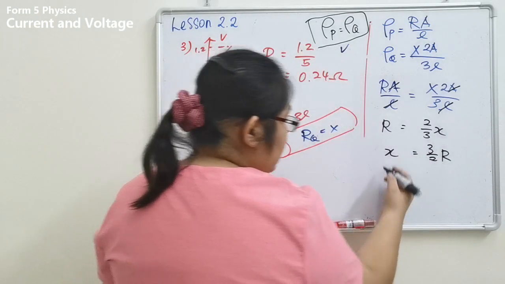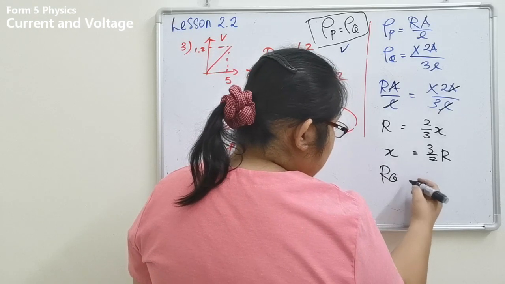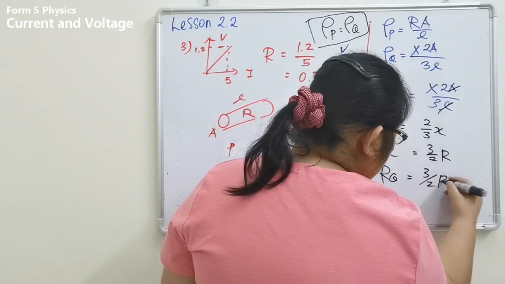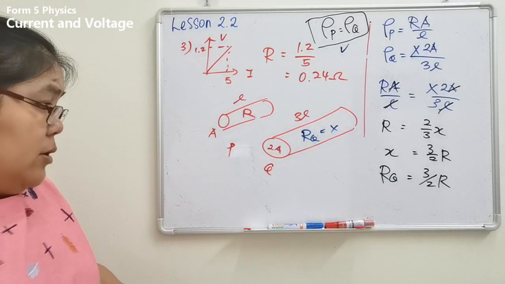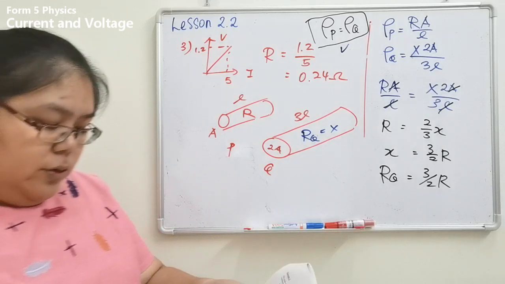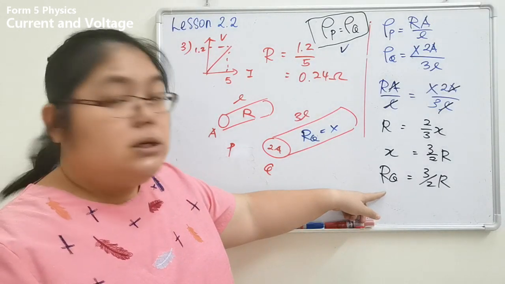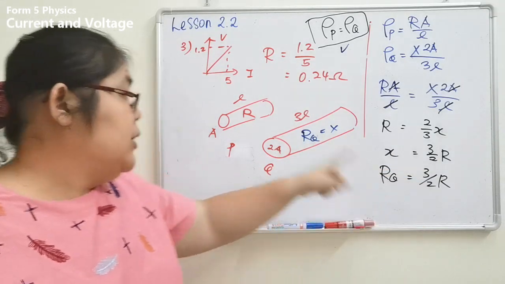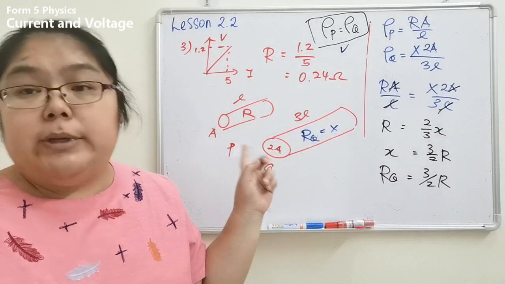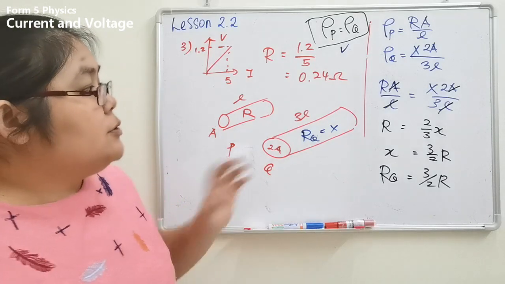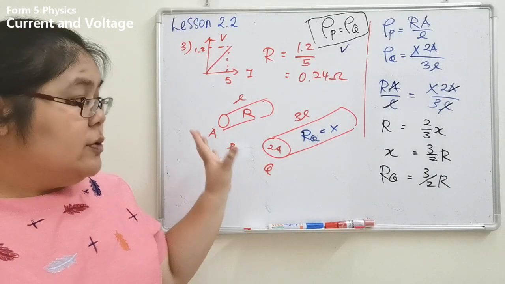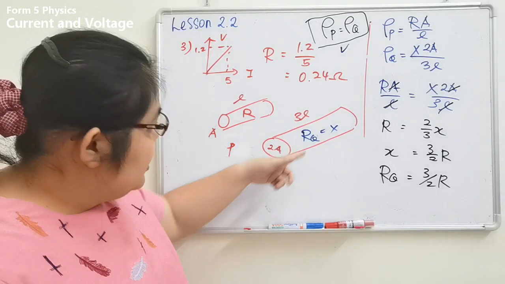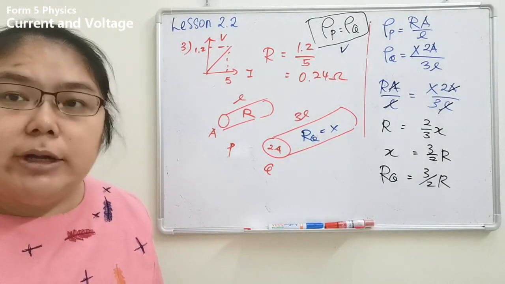So X is actually the resistance for wire Q. It is 3 over 2 of the resistance of the first wire. So the final answer: the resistance for wire Q is 3 over 2 times the resistance of wire P. So this should be the answer. This is a calculation you can refer to. This was one of the questions without using units, we just use symbols, then we do the calculation.